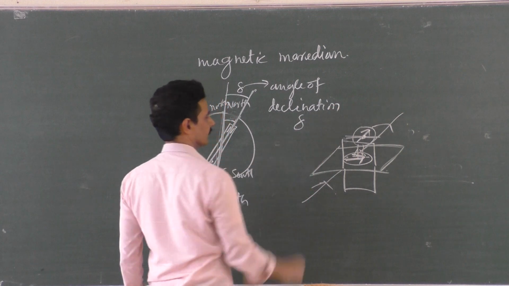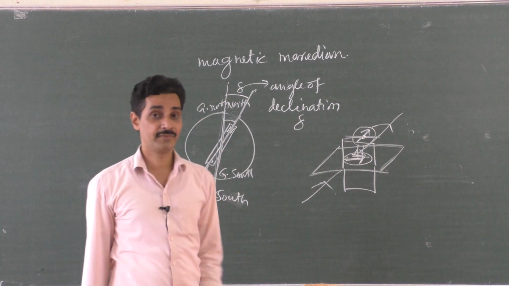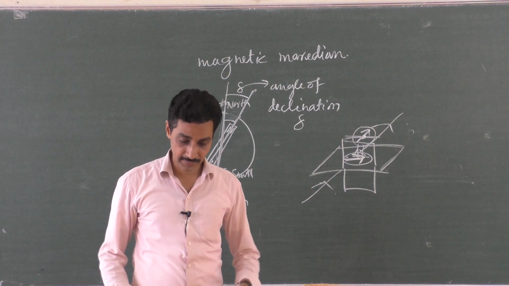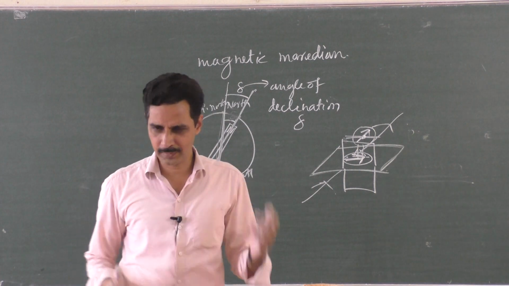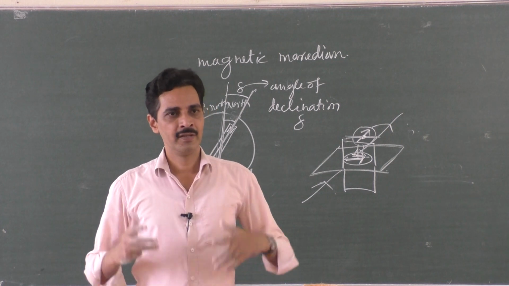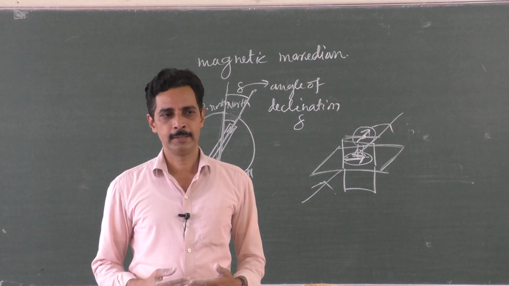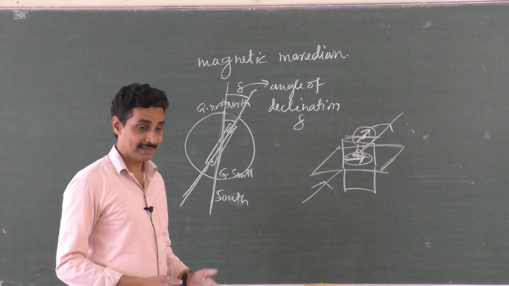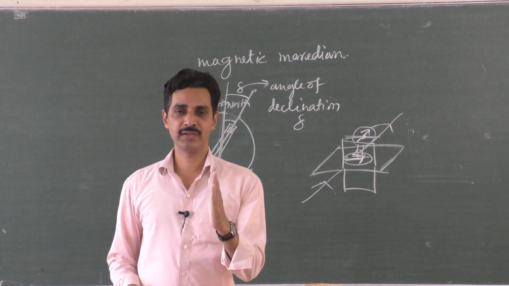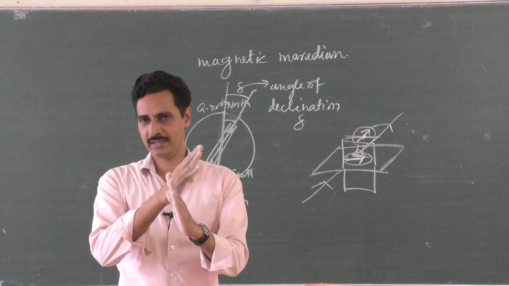You have so many definitions and so many things to remember. All of a sudden you can't understand it. You have to go on thinking about it. Then only you can understand. So what is declination? Declination is the angle between geographic meridian and magnetic meridian.